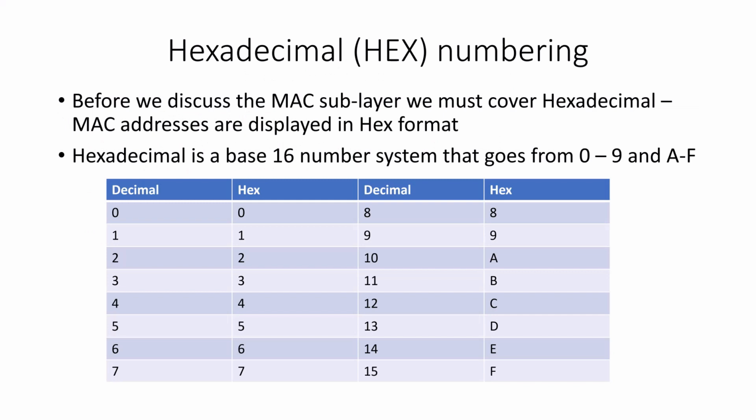And the way this works is the decimal 0 corresponds to the hex 0. The decimal 1 is the number 1, 2 is 2, 3 is 3, all the way up to 9. At 10, the decimal value of 10 is equal to A, 11 is B, 12 is C, 13 is D, 14 is E, and 15 is F. But it is important, at least we have 0 through F as our hex numbers. And the reason that's important is our MAC addresses are displayed in hexadecimal format.